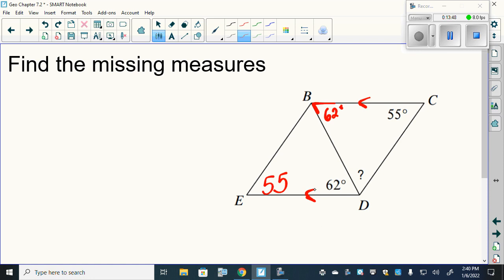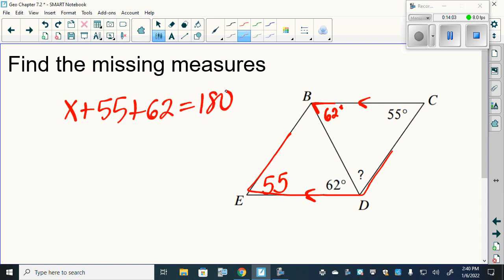Now, we know that these three angles here add together to be 180. So we can say X plus 55 plus 62 is equal to 180. Now 55 plus 62 is 117.